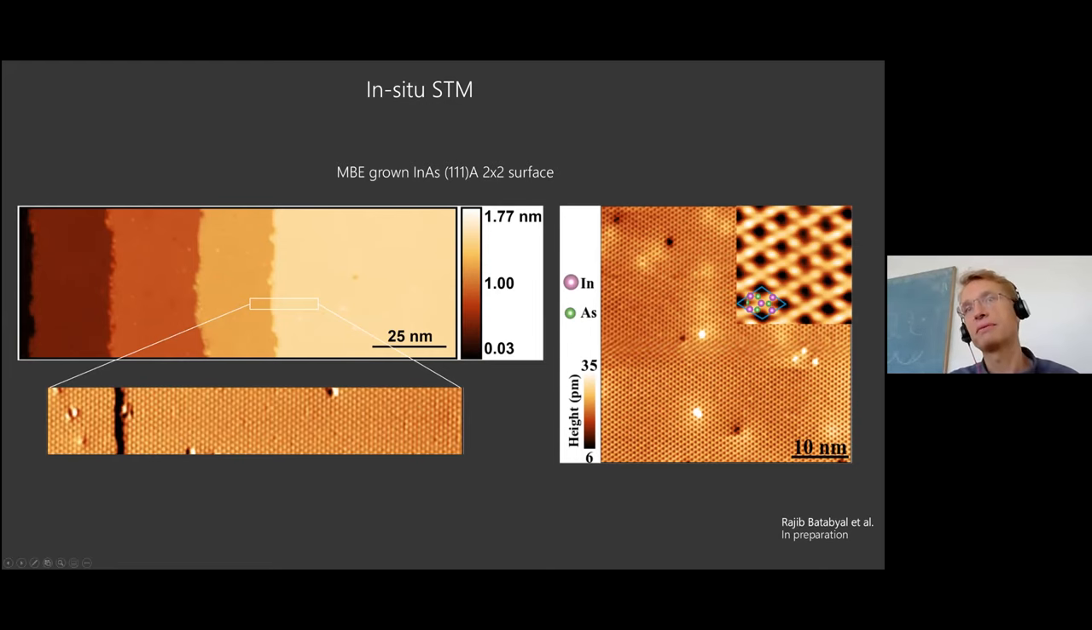Here's another example where we have clusters of atoms. This is a vacancy in the crystal. And here's a zoom in where you can see the unit cell of this 2x2 reconstructed surface.